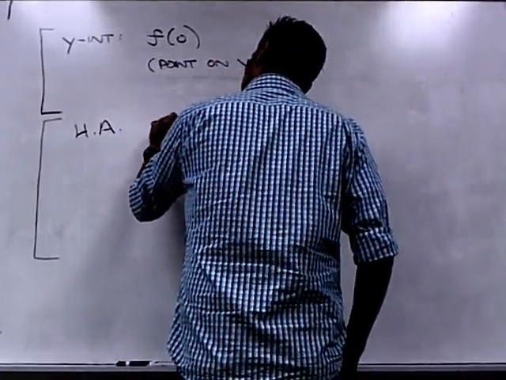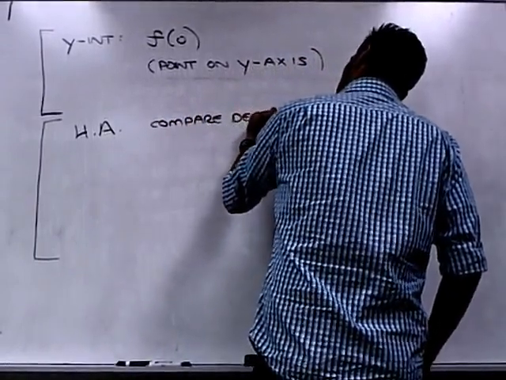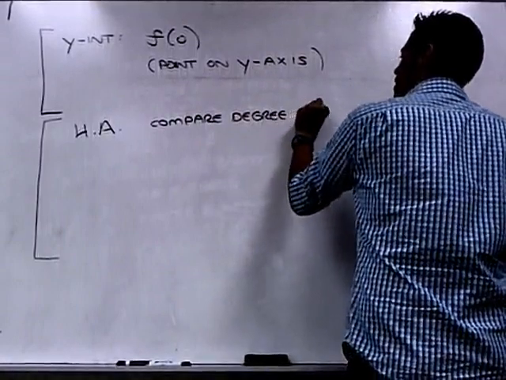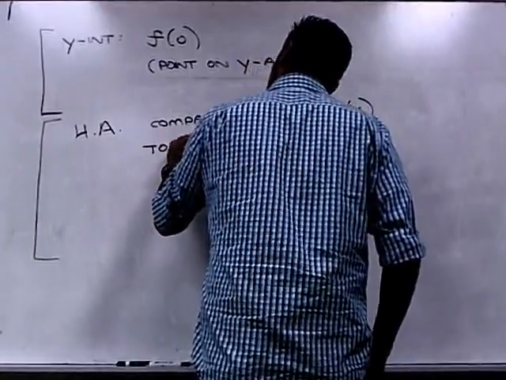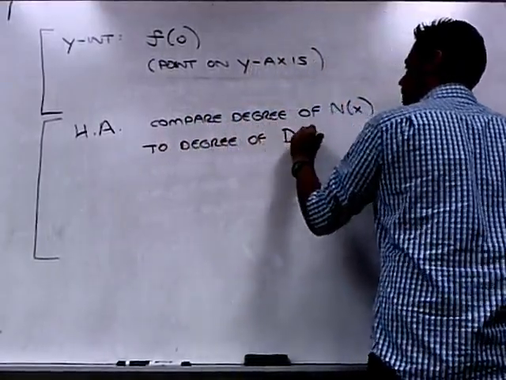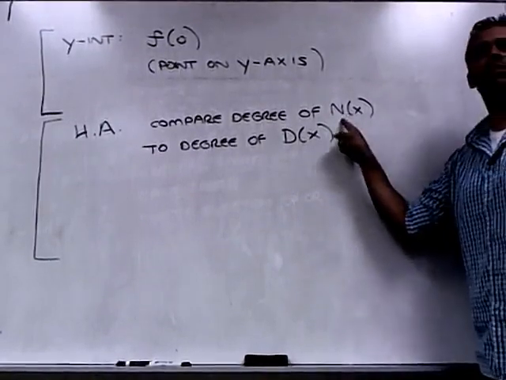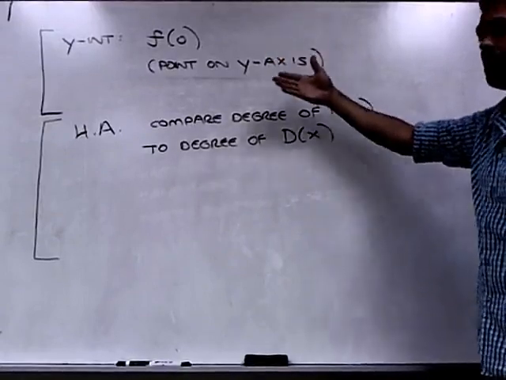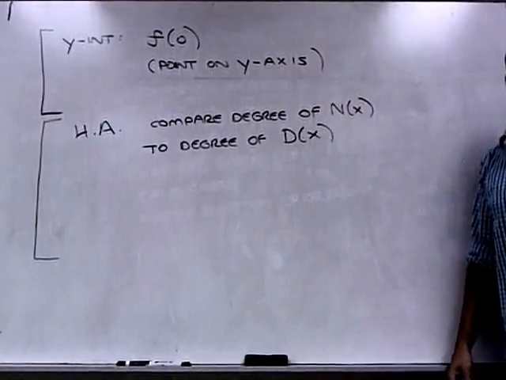You compare the degree of the numerator to the degree of the denominator. When I say degree, what am I talking about? The power, the highest power that you see, right? So you're going to look at the degree of the top, and then you're going to look at the degree of the bottom, and you're going to compare those two numbers.